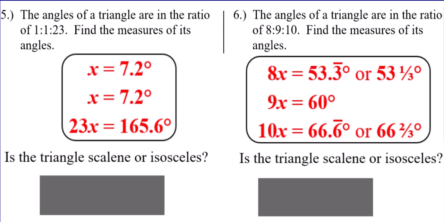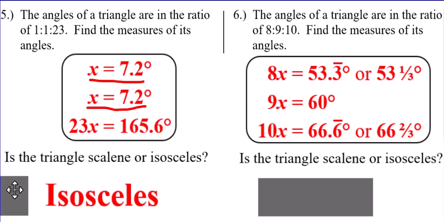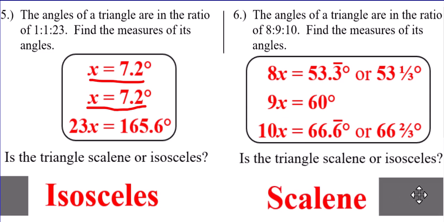Okay, almost done. There is kind of like a part B at the bottom. Is the triangle scalene or is it isosceles? Well, if you have 2 angle measures that are the same, then that makes it isosceles. But if all 3 measures are different, then that makes it scalene.